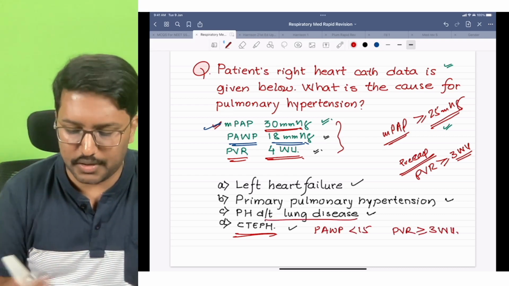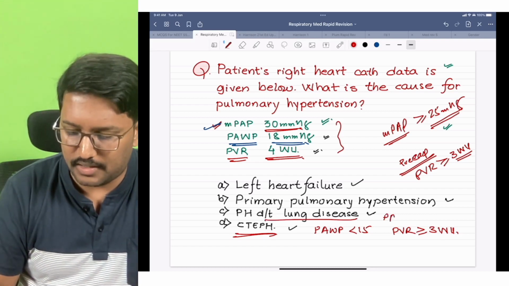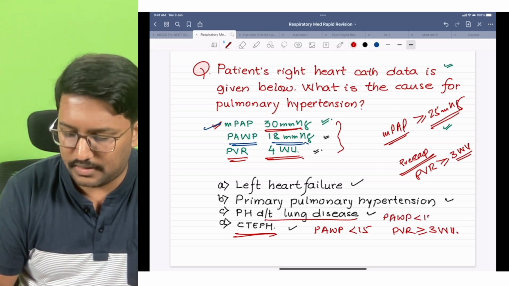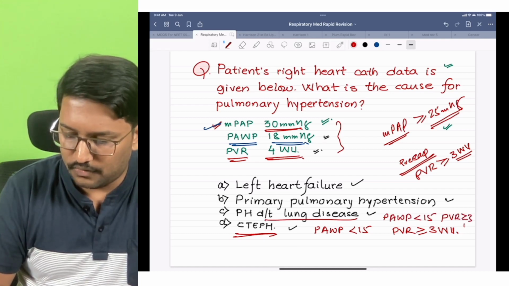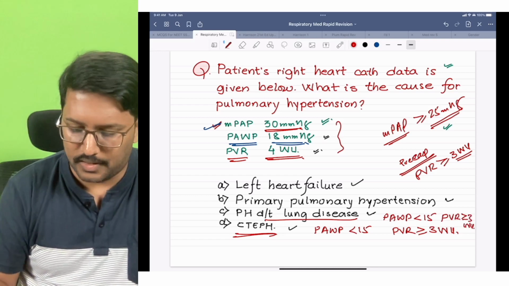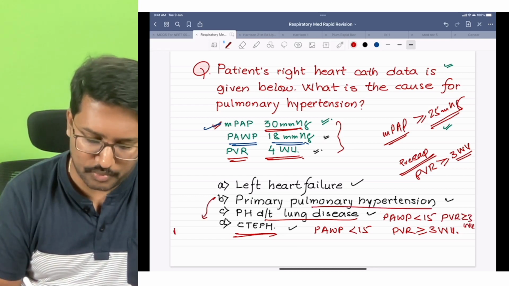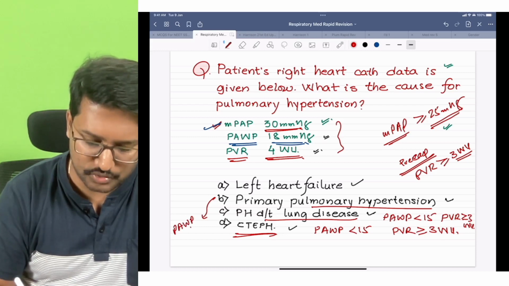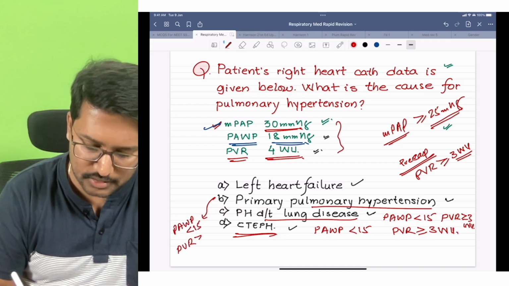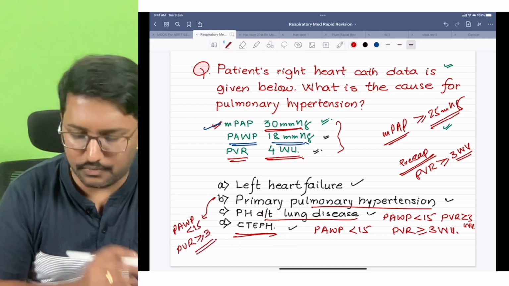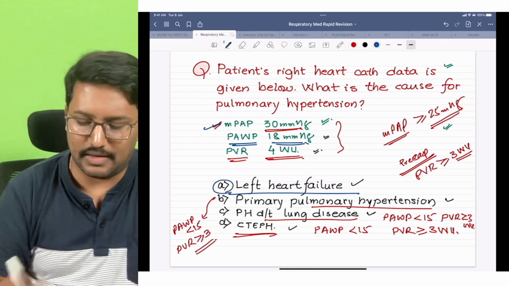Pulmonary hypertension due to lung disease is again a pre-capillary pathology. So here also a similar picture: pulmonary artery wedge pressure should be less than 15 and pulmonary vascular resistance should be more than or equal to 3 Wood units. Primary pulmonary hypertension is again the same picture. Because there is no post-capillary component, the pulmonary arterial wedge pressure should be less than 15 millimeters of mercury and pulmonary vascular resistance more than or equal to 3 Wood units. So that brings us to the answer for the question, option A, left heart failure.